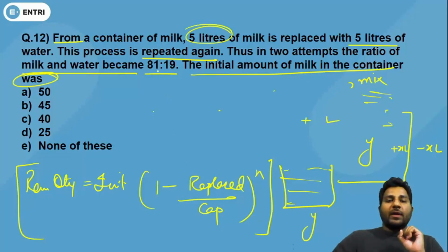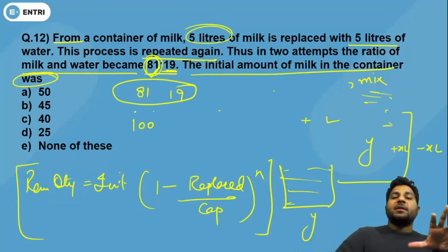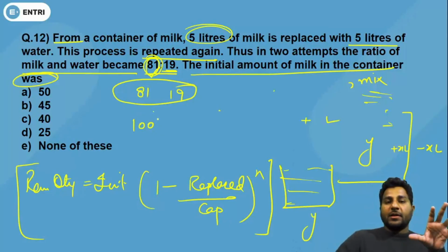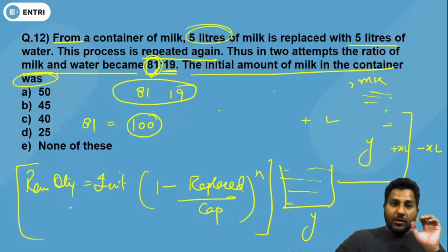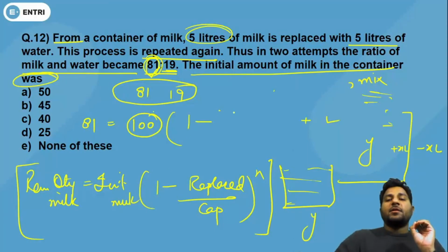Now we have been left with, thus in 2 attempts, the ratio of milk and water. So the milk will remain as 81 while the water arrived as 19. That means in the earlier part we had 100 units of the original milk. So the initial quantity was 100 while the remaining quantity has become 81. That is remaining quantity of milk and initial quantity of milk. But we replaced 5 liters, and it will be compared with the capacity.